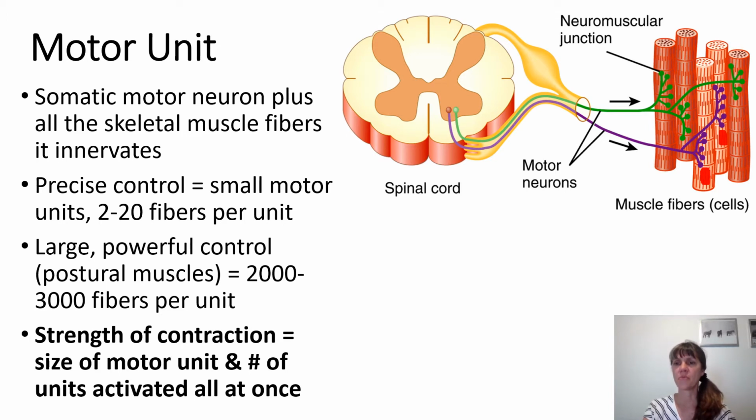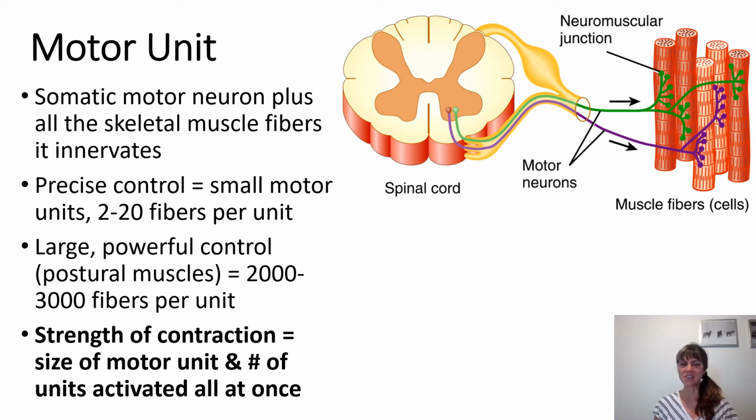Precise control of motion occurs with smaller motor units. Motor units that have anywhere between 2 and 20 muscle fibers per unit are going to give us precise, fine motor control. Whereas powerful control of our large muscles and our postural muscles is going to occur because we have larger motor units. 2,000 to 3,000 muscle fibers per motor unit will be innervated with larger muscles.